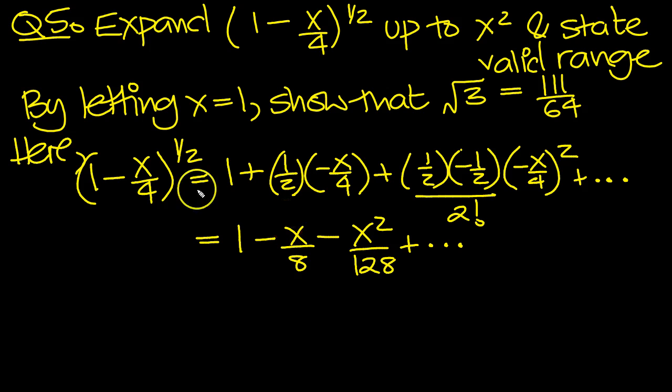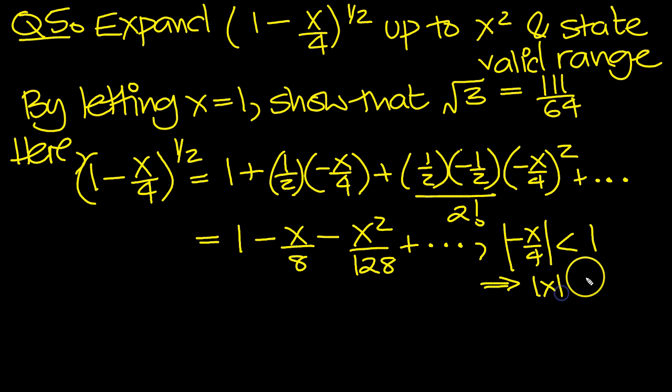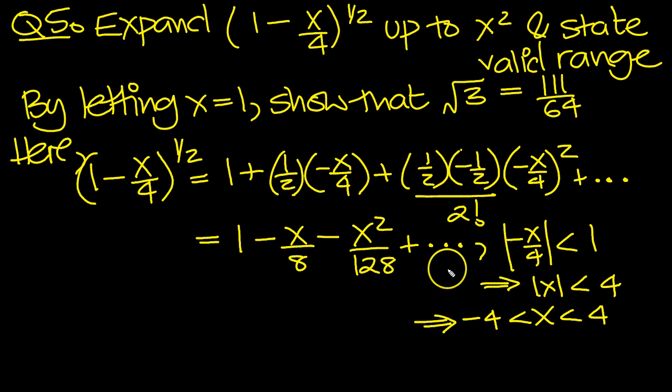Now the valid range is when this is less than 1. So this will hold for the modulus of minus x over 4 being less than 1. So that implies that the modulus of x will be less than 4, as the 4 can come out, the minus is dropped, and you move the 4 from divide to times. So x lies between 4 and minus 4. There's our valid range.